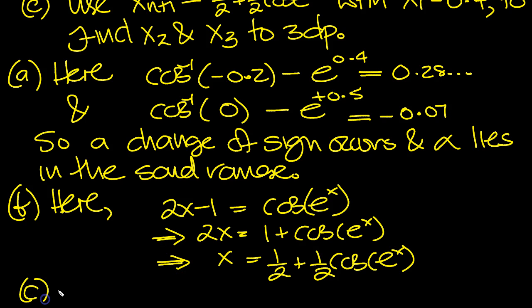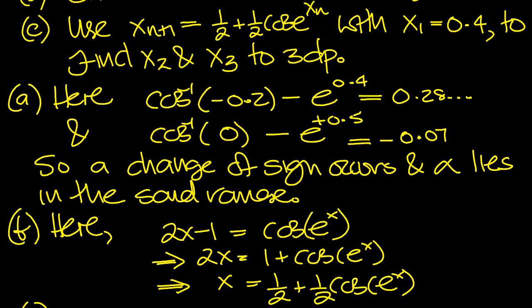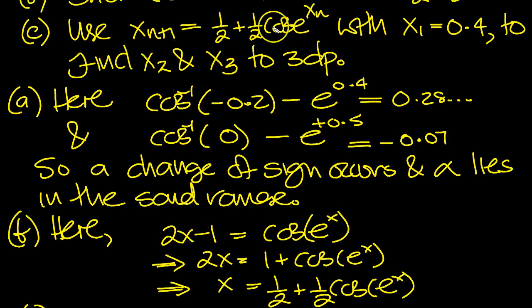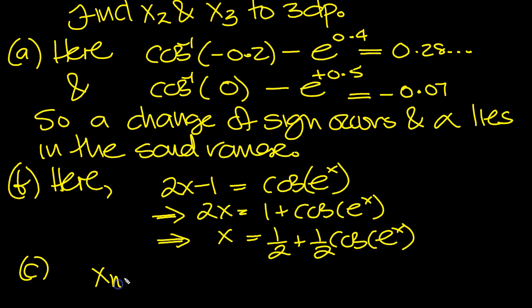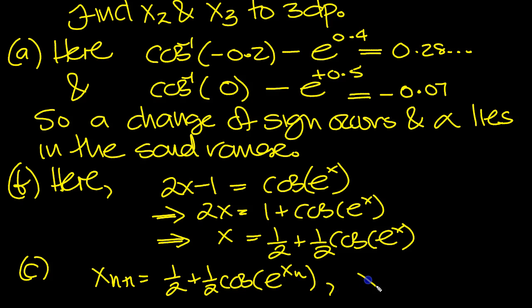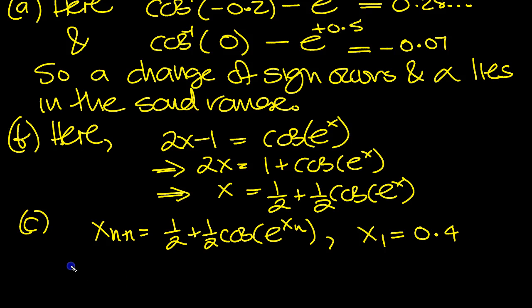That's part B. Now part C, we use the iteration formula, don't we? Here, with x1 as 0.4. So x to the n plus 1 is equal to a half plus a half of cosine of e to the x to the n. And x1 was equal to 0.4, and we need to work out x2 and x3 to 3 decimal places. So x2 and x3.